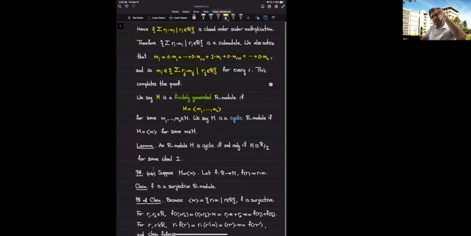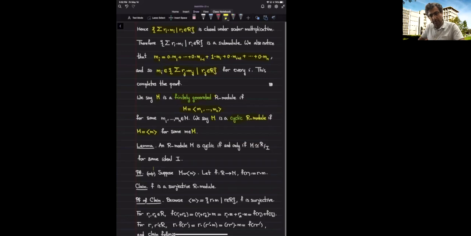Similar to groups, let's also define cyclic R modules. A module M is called a cyclic R module if it is generated only by one element. So if M is generated by one element, by this argument that we have here, it's the same as saying that every element is some scalar times m. If this is the case, we call M, the module capital M, a cyclic R module.